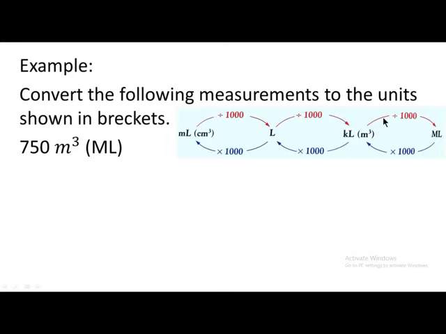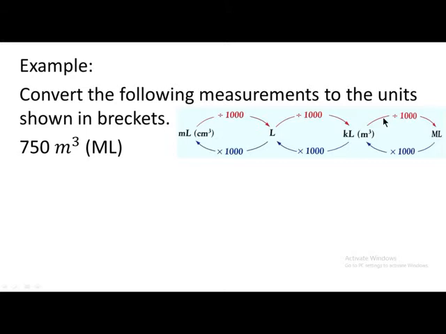Now, how do we convert one capacity unit to another? As you can see here, if you convert milliliter to liter, you follow this arrow, you divide the number by 1,000. And also if you convert from liter to kiloliter, you divide the number by 1,000. And with kiloliter or meter cube to megaliter, you divide the number by 1,000. But if you convert megaliter to kiloliter or meter cube, you multiply the number by 1,000.